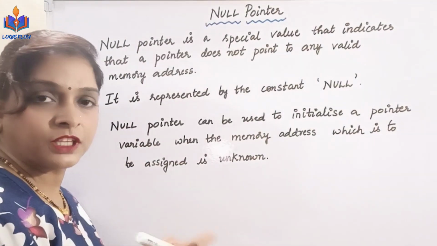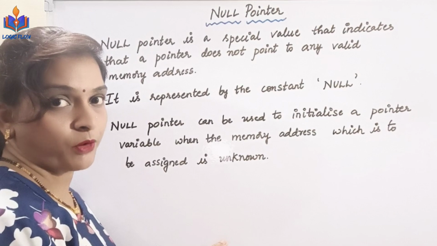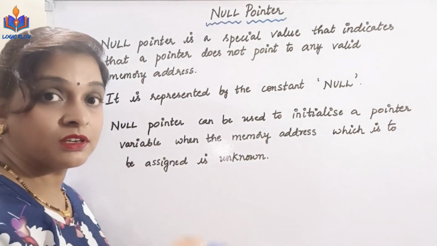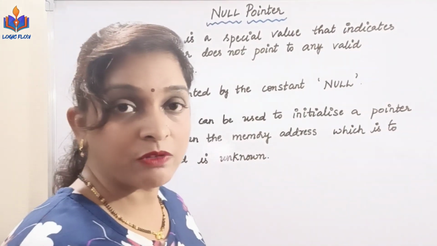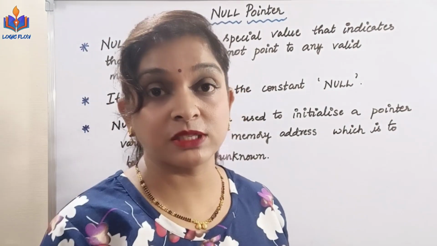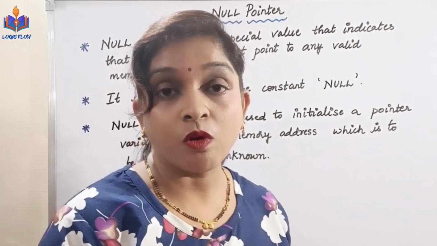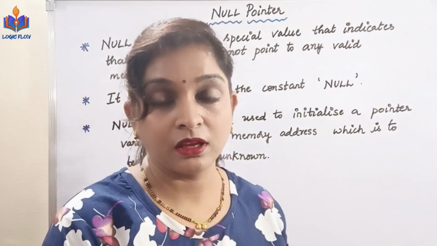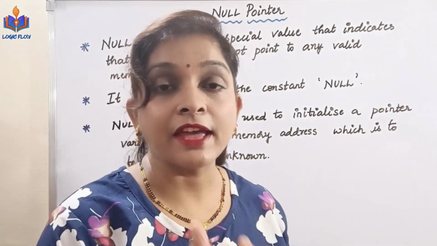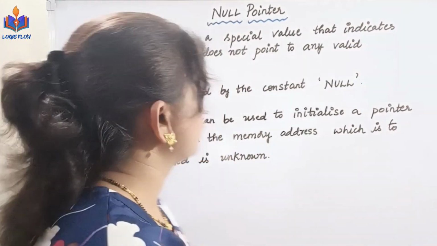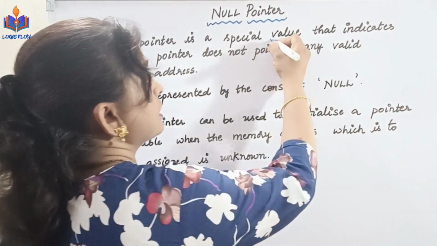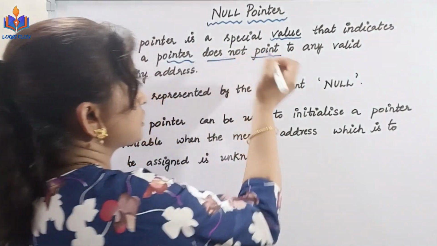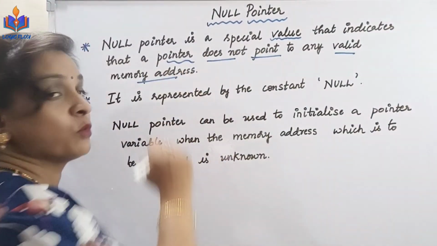Null pointer. In the previous video, we discussed about void pointer. Void pointer is a type, whereas null pointer is a value. So if you get a Viva question or some interview question like what is the difference between void pointer and null pointer? Void pointer is a type of the pointer, that is, it's a data type. But null pointer is a value, right? So null pointer is a special value that indicates that the pointer does not point to any valid memory address.